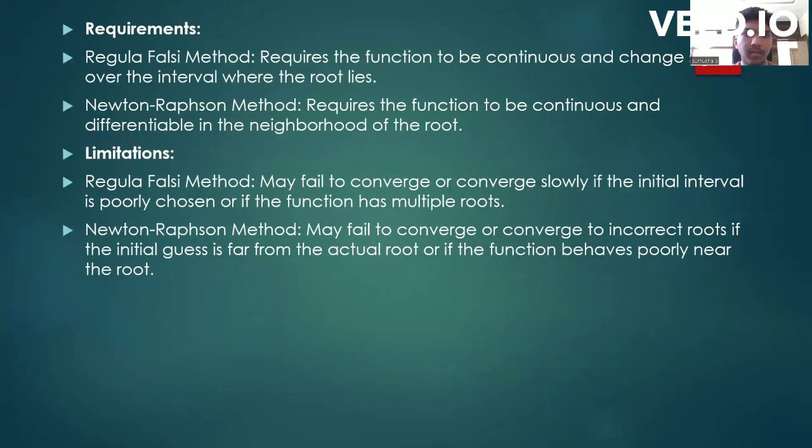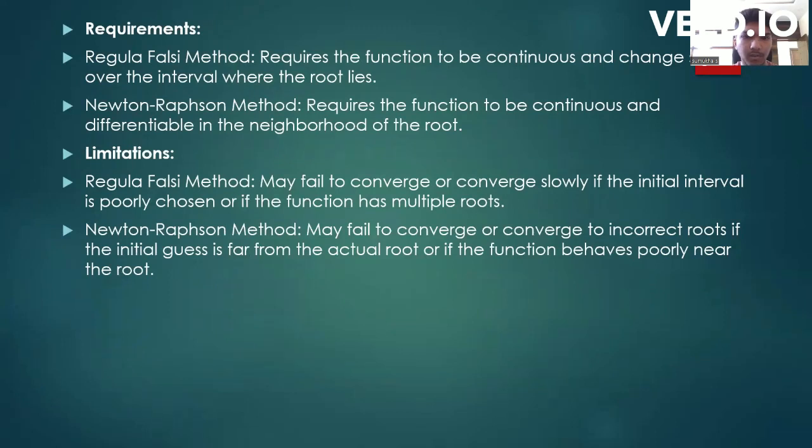Requirements. Regula falsi method requires the function to be continuous and change sign over the interval where the root lies. Newton-Raphson method requires the function to be continuous and differentiable in the neighborhood of the root.